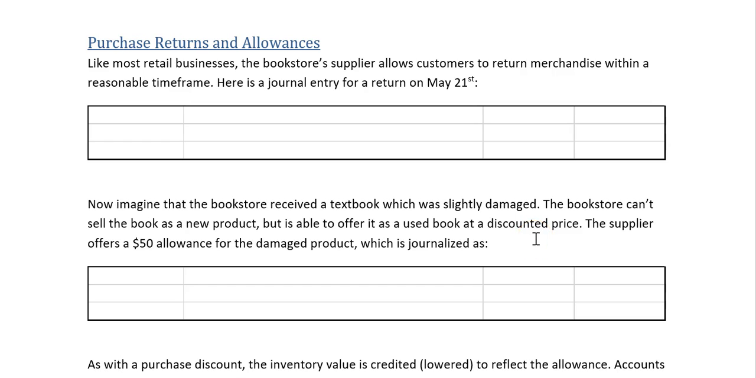Now the second journal entry is a little bit more interesting. This is where the bookstore received a damaged product, and instead of returning it, they accepted a discount from the supplier. So think about how you would journalize that, and we will go over both of these journal entries in the next video.